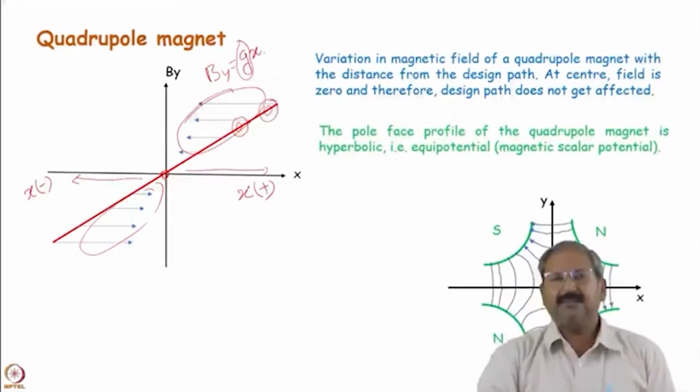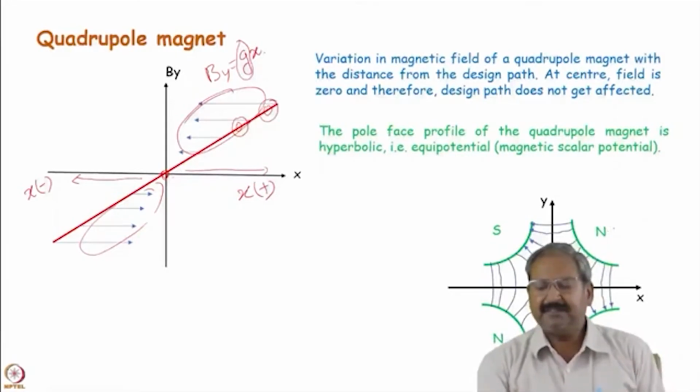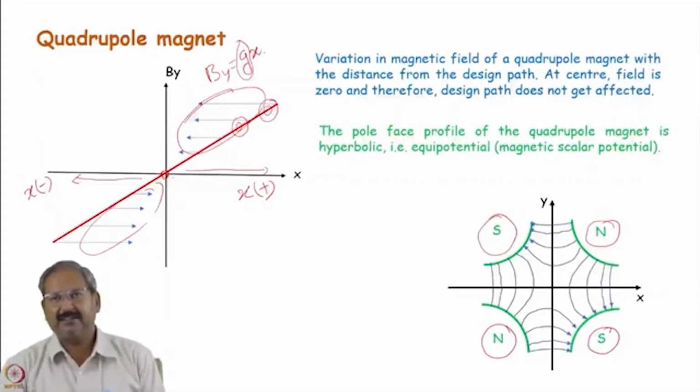Now, how are the 4 poles arranged? These 4 poles are arranged in this manner. This is a north pole, this is a south pole, this is again a north pole, and this is a south pole. These 4 poles make a quadrupole magnet.